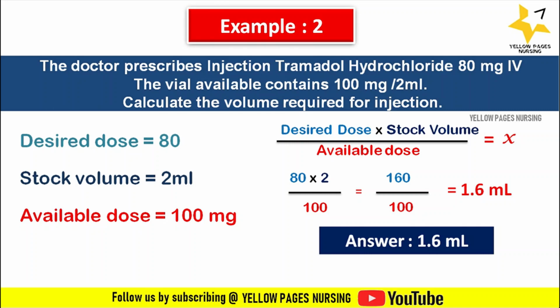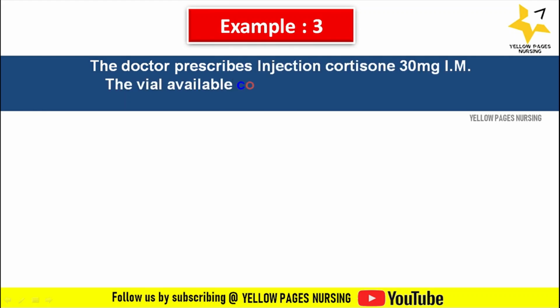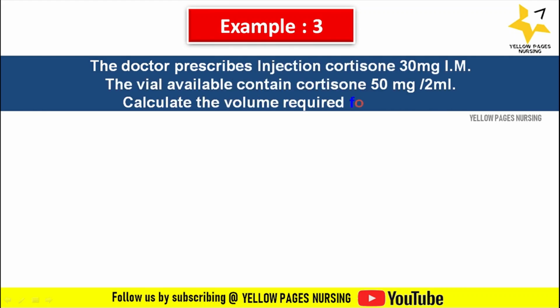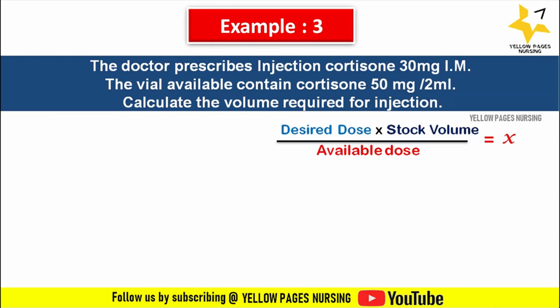Example 3. The doctor prescribes injection cortisone 30 mg IM. The vial available contains cortisone 50 mg per 2 ml. Calculate the volume required for injection. The formula to calculate the volume will be desired dose multiplied by stock volume divided by available dose, which gives the volume desired. Here the desired dose is 30, that is the doctor's prescription.